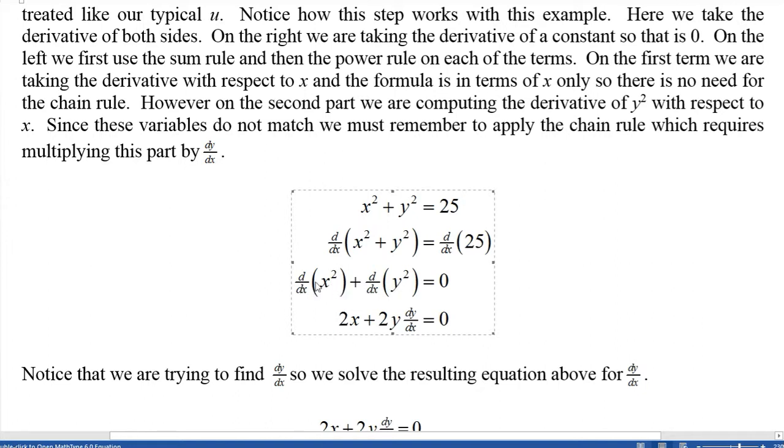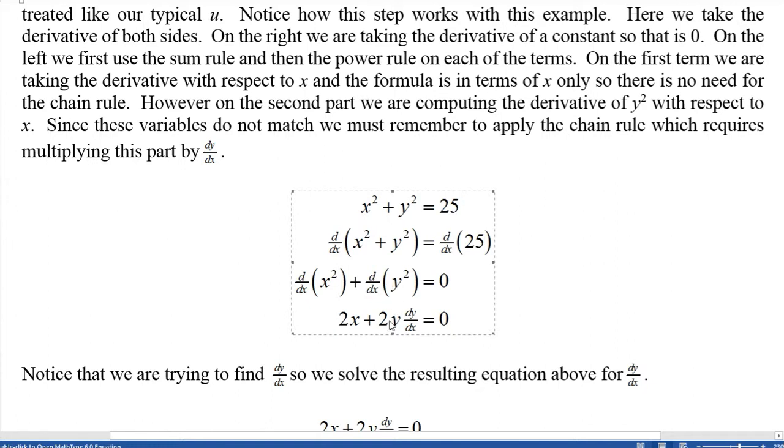Well, the derivative of x squared with respect to x is 2x. The x's match, so we don't have to apply the chain rule here. However, if you did, it wouldn't matter. The next part, if you did the chain rule, would be dx over dx, which of course is just 1. Here, however, we're going to need to apply the chain rule on the next term.